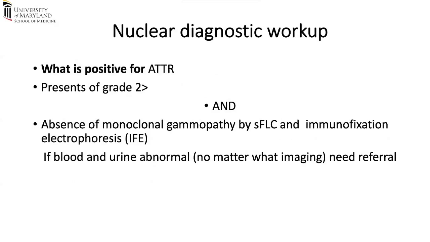So the nuclear diagnostic workup, what is positive for ATTR? Basically, the presence of a grade 2 or greater. And I make this important, and the absence of the monoclonal antibodies by serum-free light chain and immunofixation. You got to have both. If the blood and urine are abnormal, no matter what the imaging is, they need referral to hematology oncology. Remember, AL can have a positive PYP scan.